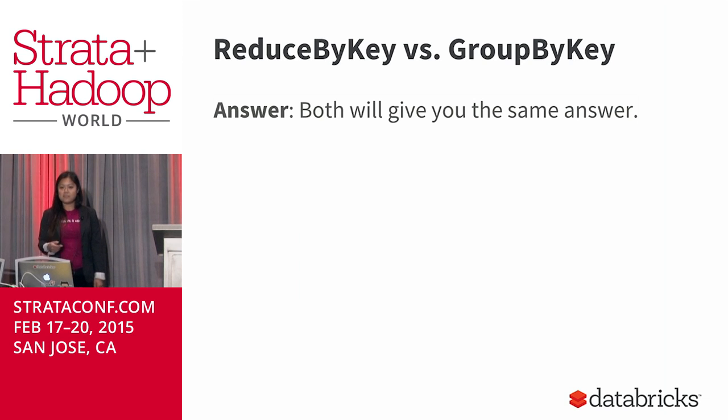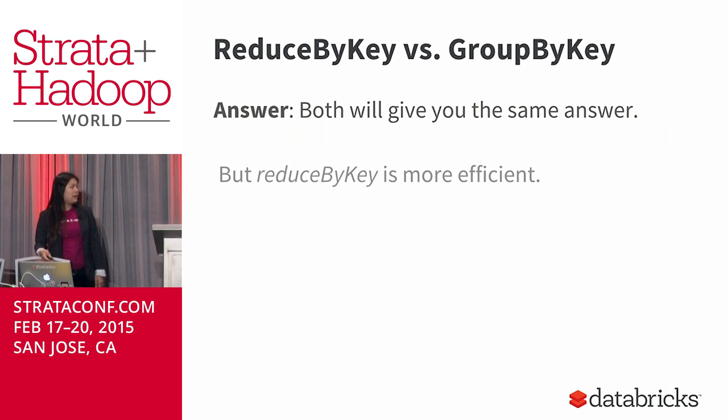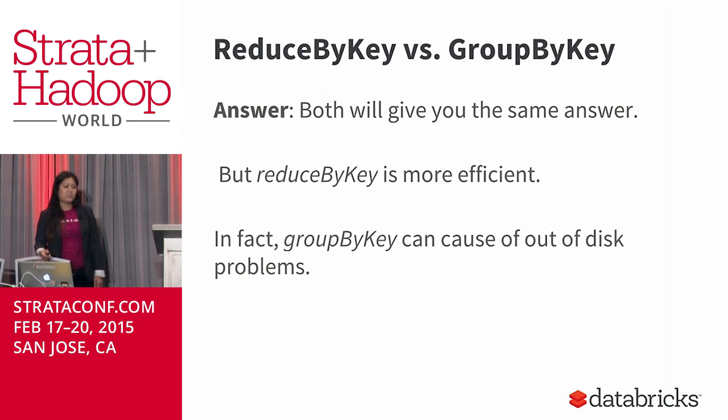So if you had a small sample code with both of these programs and you unit tested them, both of these solutions are going to work. But ReduceByKey is more efficient when you run this on a really large data set. Most of the time it's going to run a lot faster, and even worse than that, there are going to be cases where if you use GroupByKey, you'll get an out of disk problem when your Spark job would have run fine on just ReduceByKey.